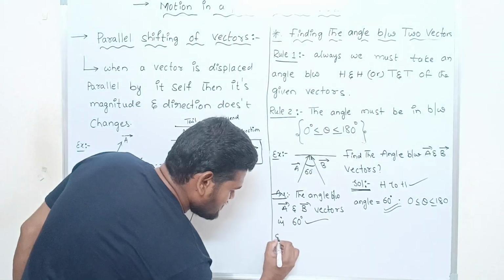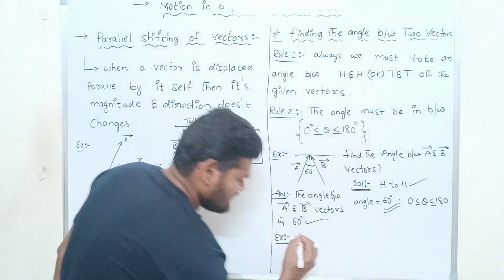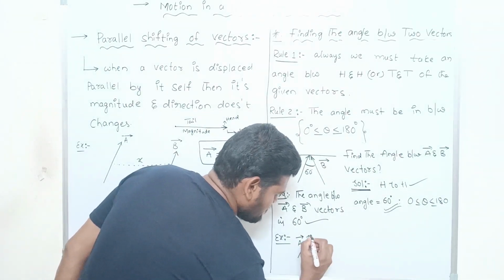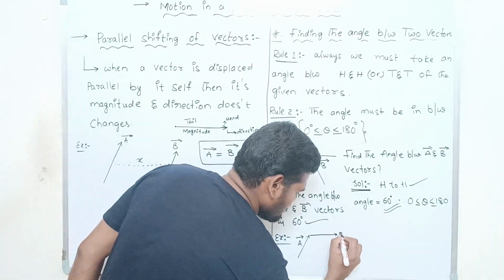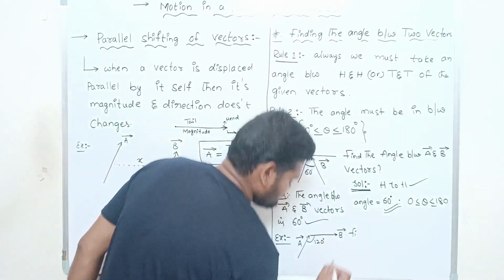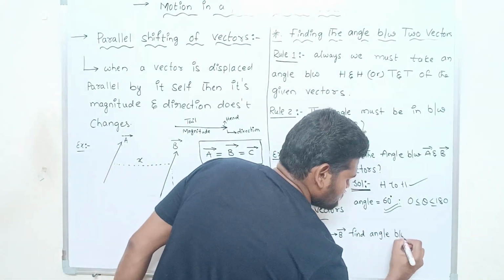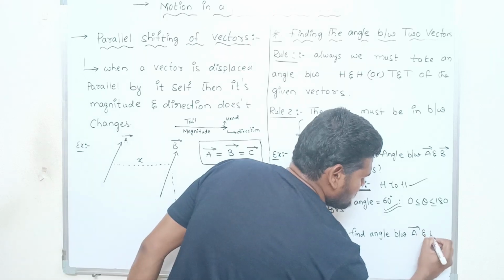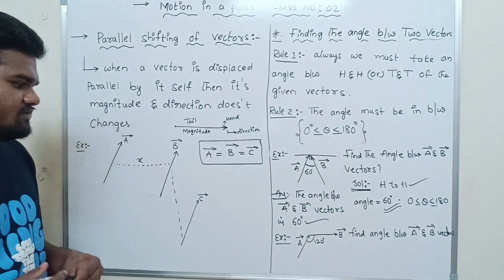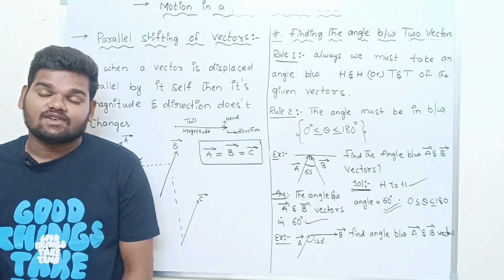Let us see the second example, and they are given the diagram like this. This is the A bar vector. This is the B bar vector. Let us say this is 120 degrees. Find the angle between A bar and B bar vectors. So this is the given question. Okay, so pause the video and try the solution.